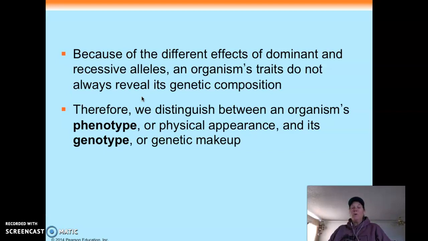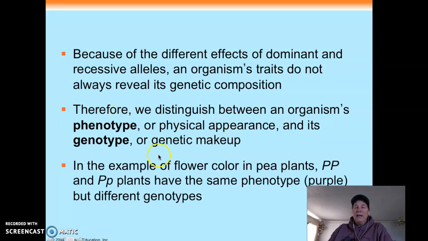Okay, my O is recessive. So my mom must have been A and O, because how am I O if she didn't give me an O? So you can sometimes, by looking at your parents or your grandparents, figure out your genotype, but not always. Okay, so again, with the flowers, we had the big P, that's homozygous, and big P, little p.